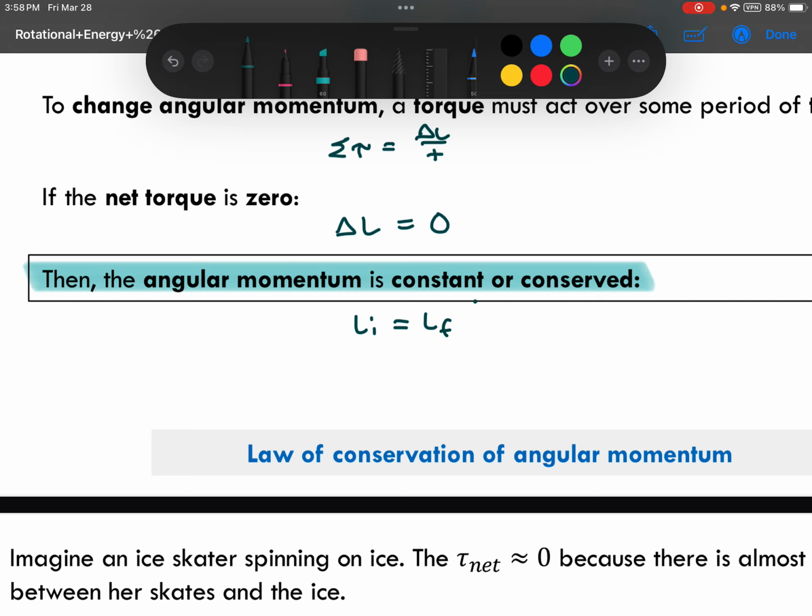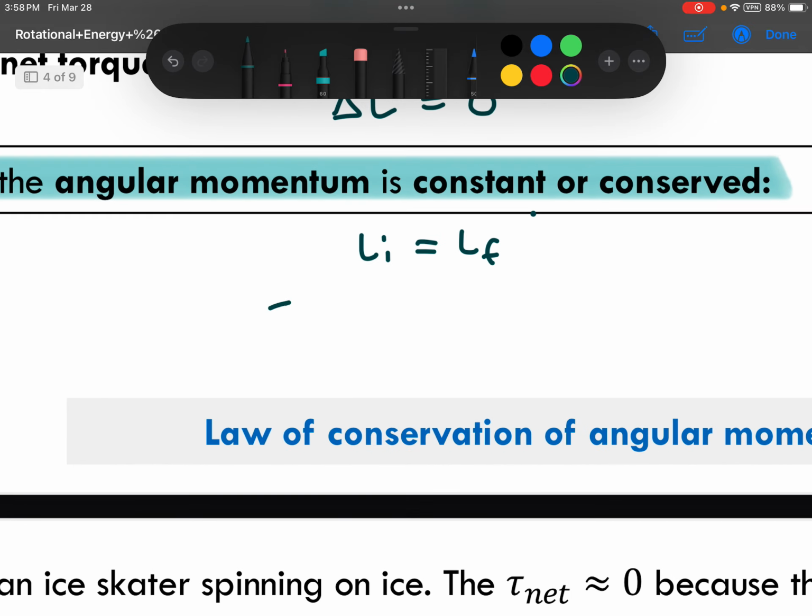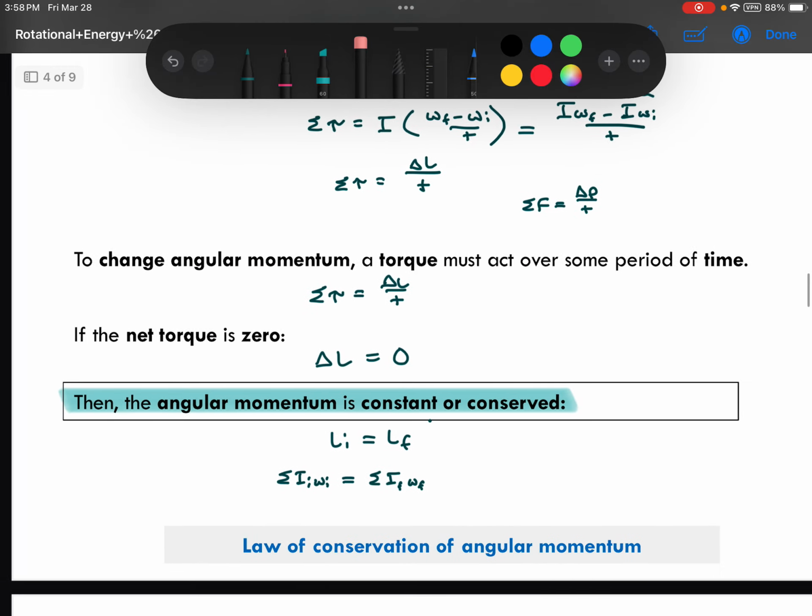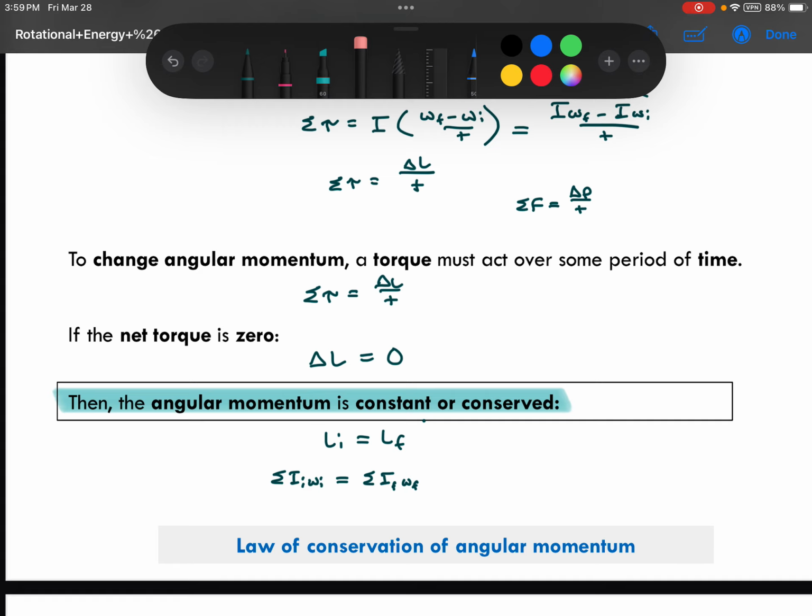We can say that the initial angular momentum will equal the final angular momentum. And depending on if we have multiple objects, that could be the sum of those initial I omega values for the total initial angular momentum, and it could be the sum of the final I omega values for our final angular momentum. And so that represents our law of conservation of angular momentum.